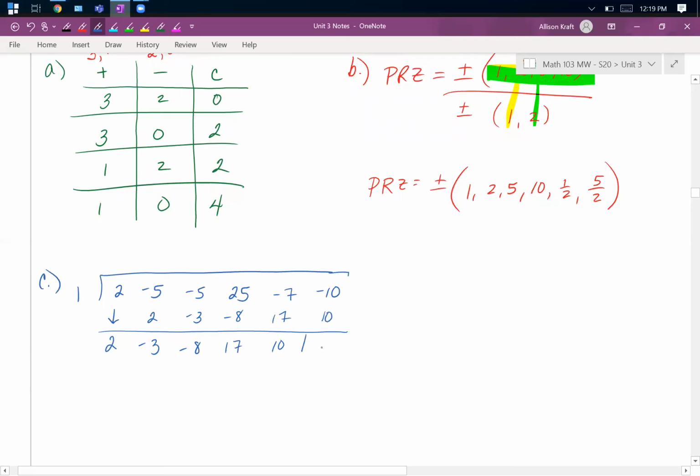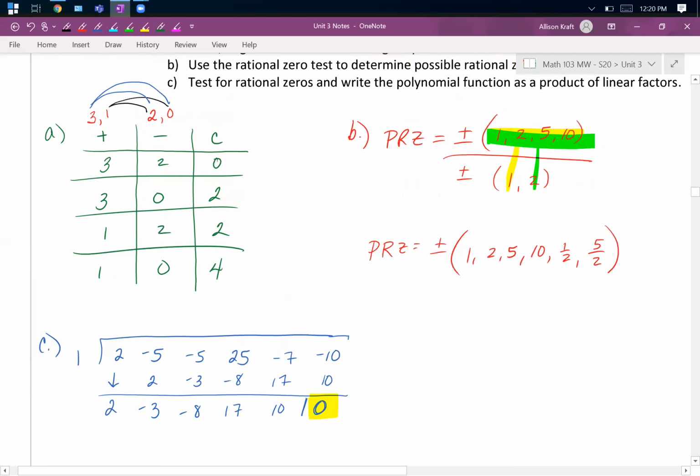We get a remainder of 0, which we're anticipating because we already knew from remainder theorem that 1 was a 0. Now we can start factoring our p of x. Since +1 is a 0, what's the factor going to be? X minus 1.